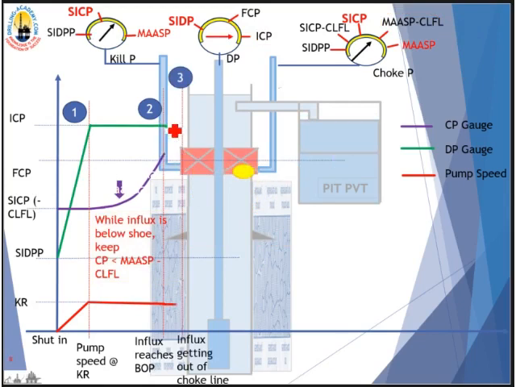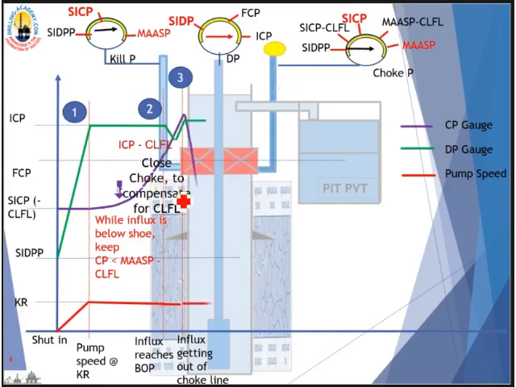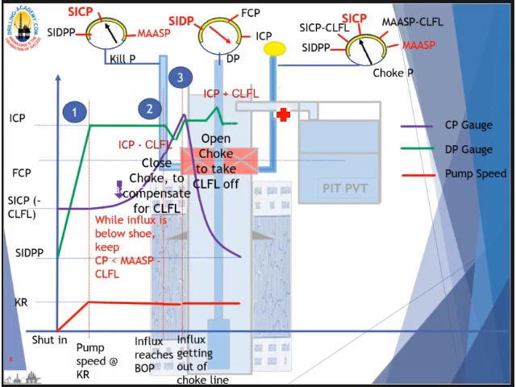We expect to see the drill pipe pressure gauge drop by an amount of choke line friction loss because gas is filling in the choke line. That's why we need to close the choke in a little to compensate for the loss of choke line friction loss. And as gas travels, filling up the choke line, the casing pressure gauge, this part here, continues to increase to maximum. And when gas is out of the choke line, the casing pressure gauge drops.